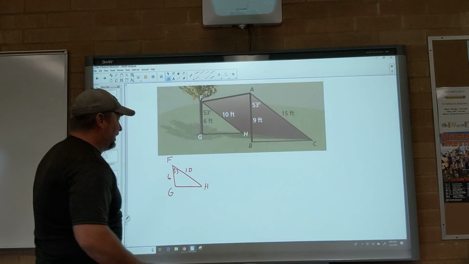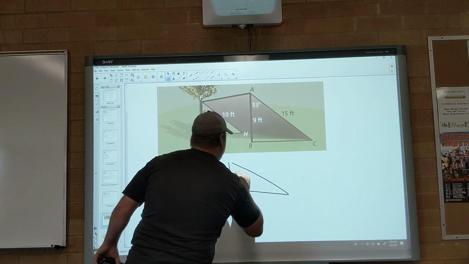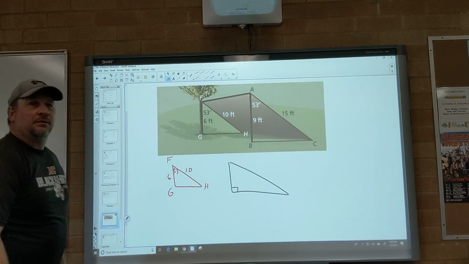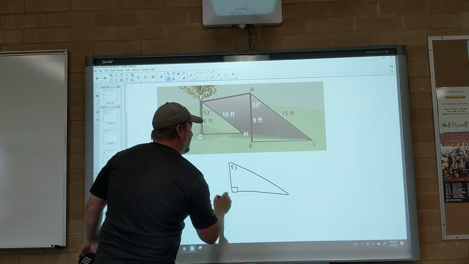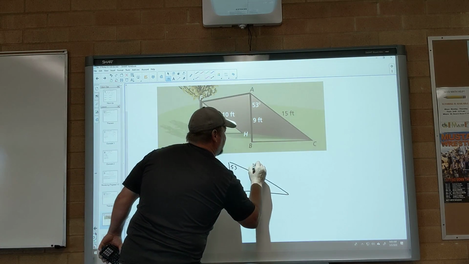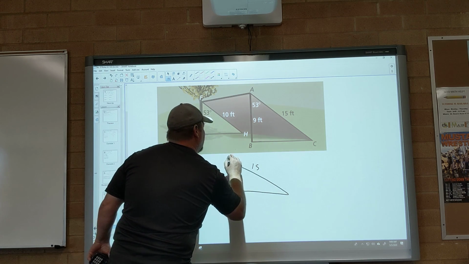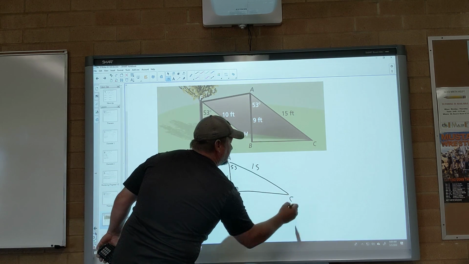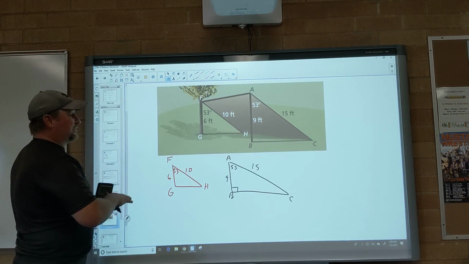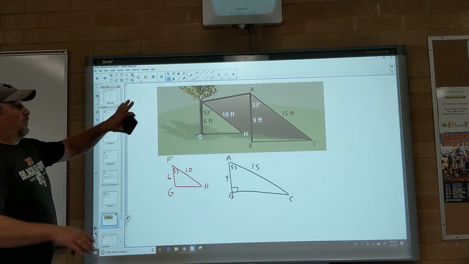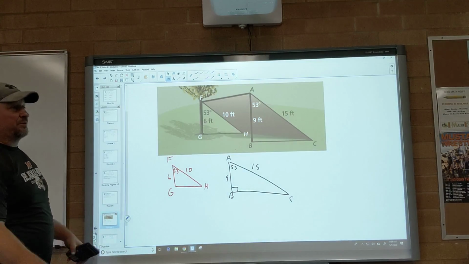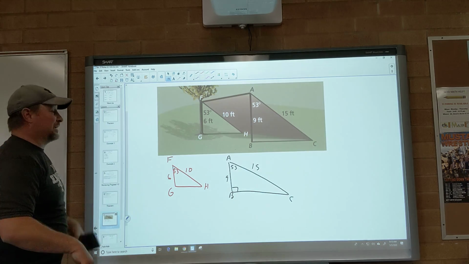Now, I don't even have to look at the other picture. I'm not even going to look at it. I'm just going to draw a bigger triangle that looks just like it. Now watch. I know 53 goes right here. I know the 9 goes right there, and I know 15 goes right there. A, B, C. I do like to draw the pictures separate and away from the original, because sometimes it can be confusing. Maybe it's not to you, but sometimes it is to me.